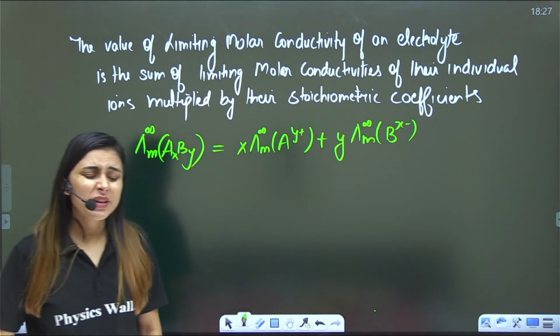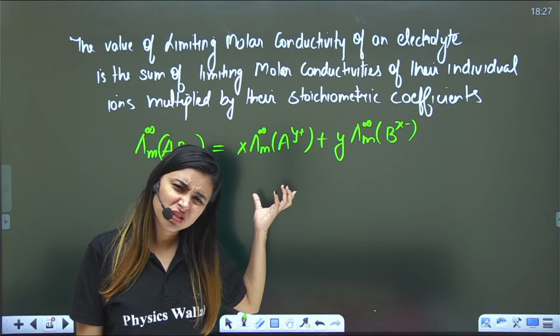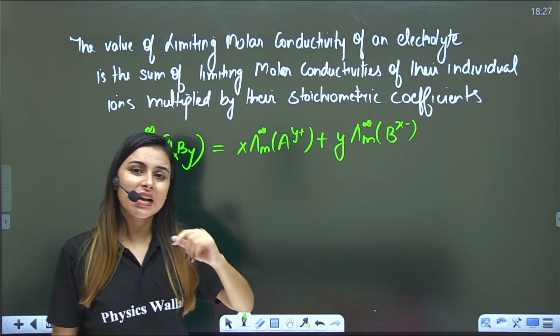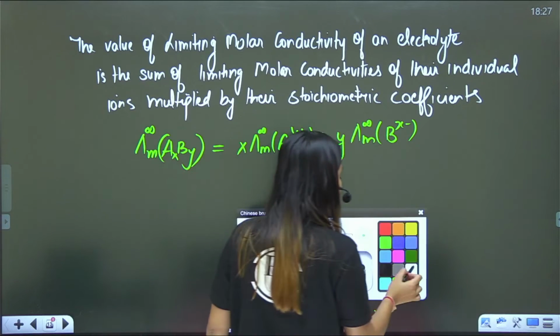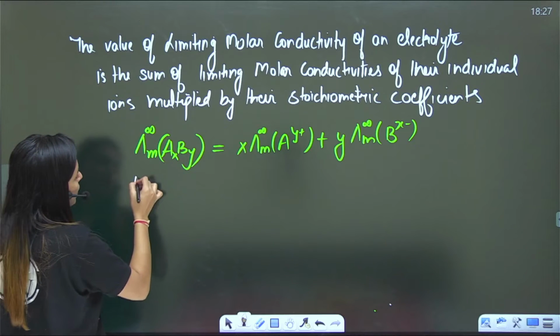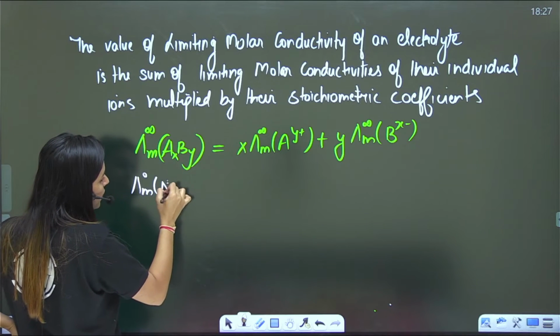So now you will be like, ma'am, do we need to memorize this formula? It is very difficult. So I'll give you examples. You need not memorize the formula. You can just understand how to apply this. Okay, so let's talk about the limiting molar conductivity of NaOH.